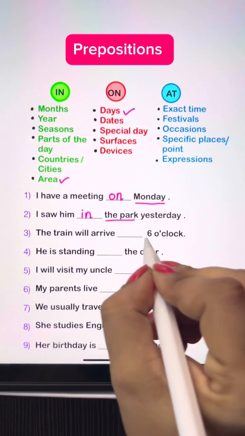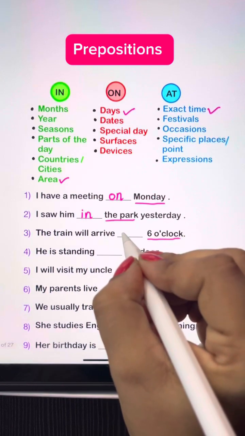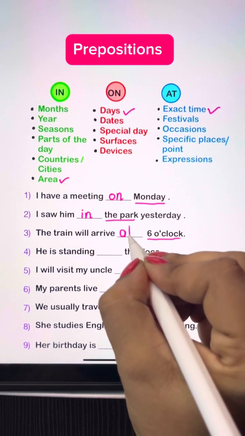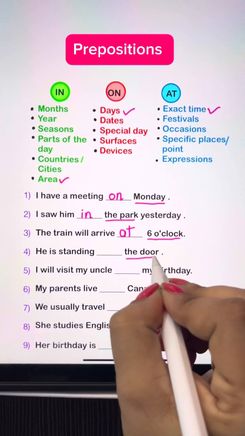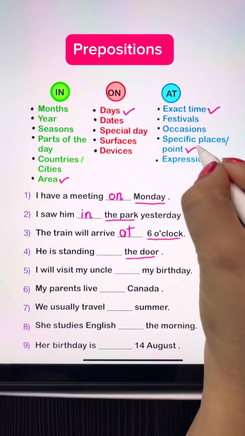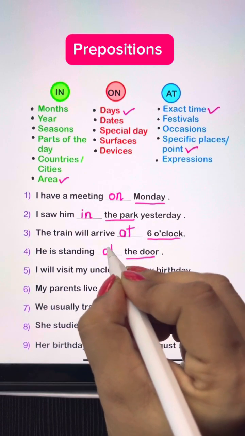Number 3, the train will arrive blank 6 o'clock. 6 o'clock is exact time. The train will arrive at 6 o'clock. Number 4, he is standing blank the door. Door is a specific point. He is standing at the door.